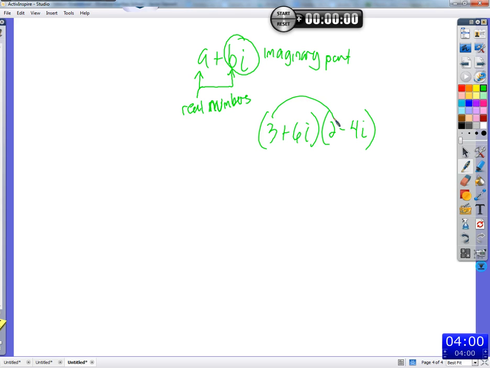Multiply it out, you get 3 times 2, 6, 3 times negative 4i is negative 12i. 3 is done, 3 is distributed all the way through. So move over to 6i. 6i times 2 is 12i, and then 6i times negative 4i, what do you think 6i times negative 4i is? Just go through these things. Six minus 12i plus 12i, so those happen to cancel each other out. And then we have minus 24i squared.